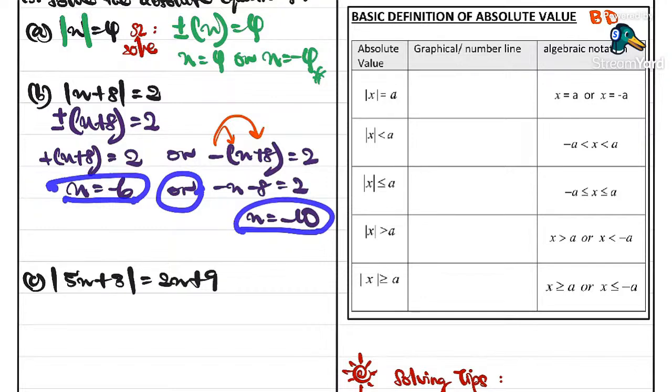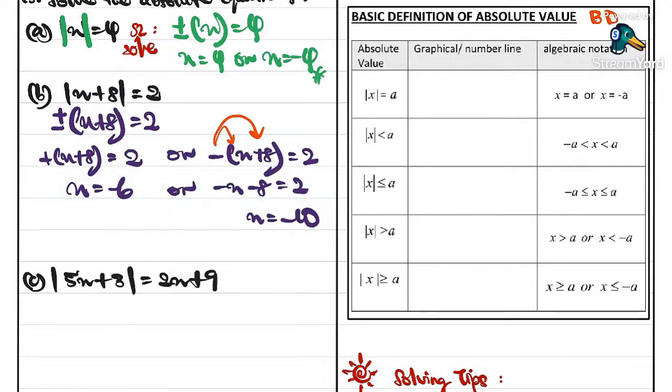So you must make sure you have two kind of answers and you put the word or. Mesti ada perkataan or itu. Okay?